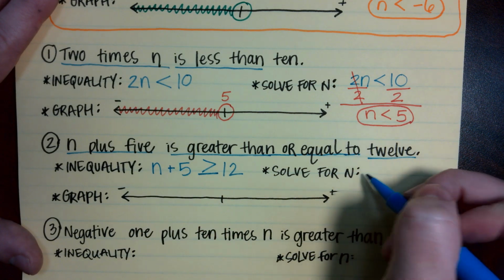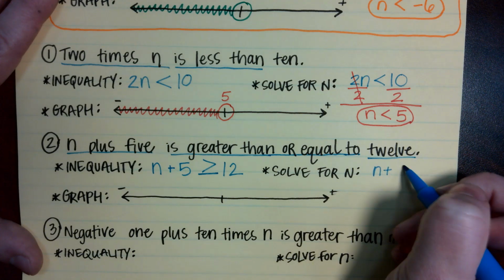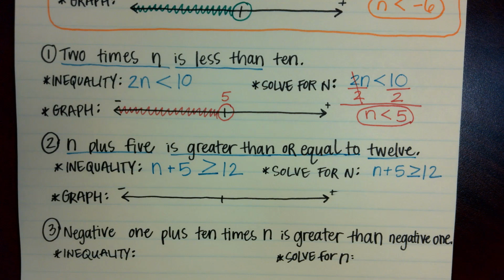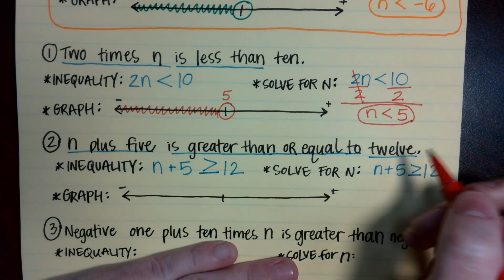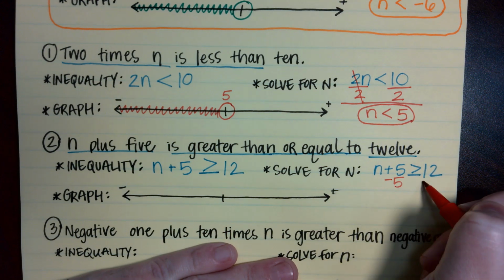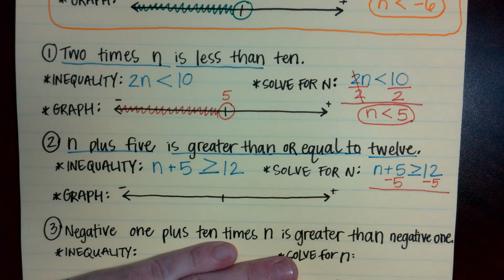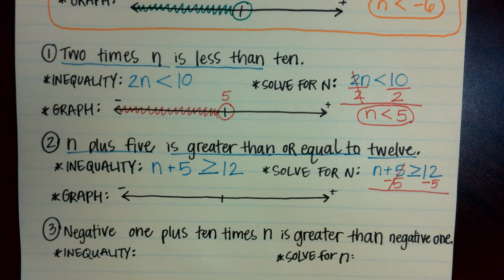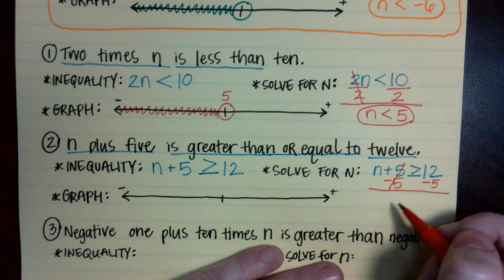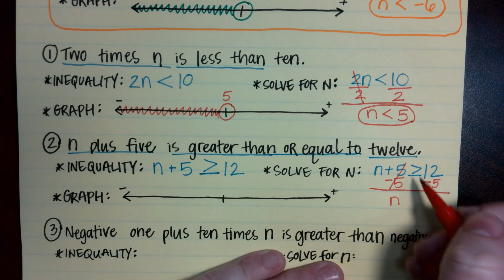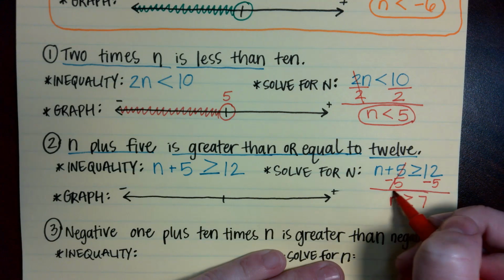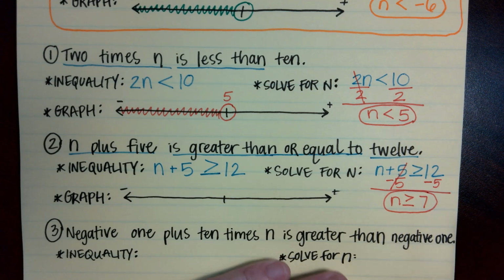Good. All right, so now let's solve for n. What did you do to solve for n? Perfect. We just subtract 5 from both sides. Our 5's will cancel. And we're left with what? Perfect. N is greater than or equal to 7. Did everybody get that? Good.